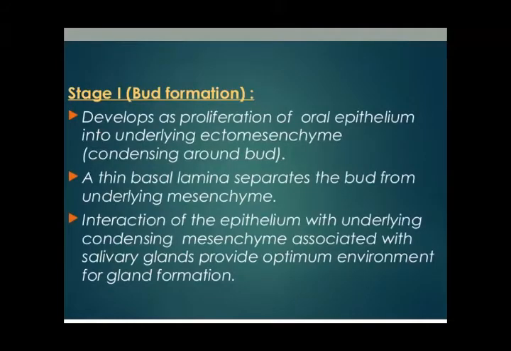Now, stage 1, bud formation. It develops as a proliferation of oral epithelium into the underlying ectomesenchyme, which condenses around the bud. A thin basal lamina separates the bud from the underlying mesenchyme. Interaction of the epithelium with the underlying condensing mesenchyme associated with the salivary gland provides an optimum environment for gland formation.